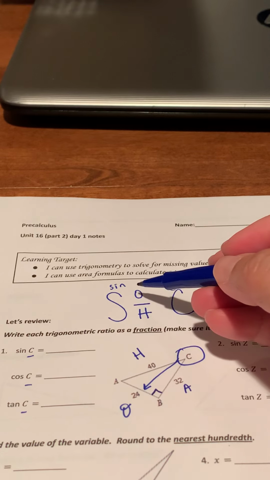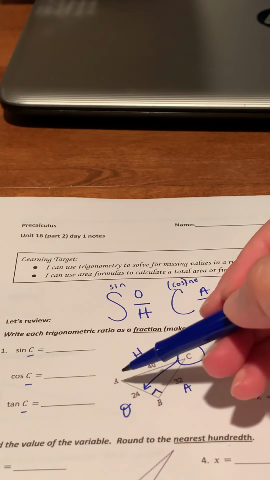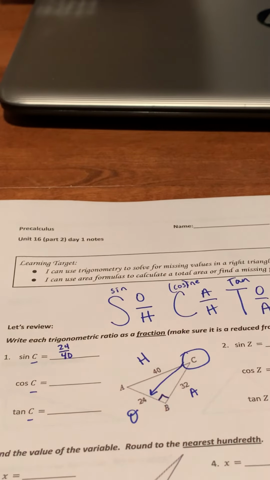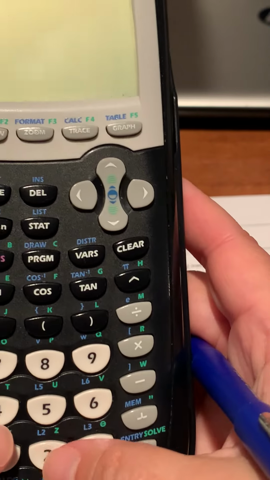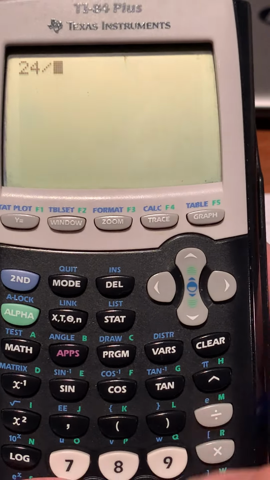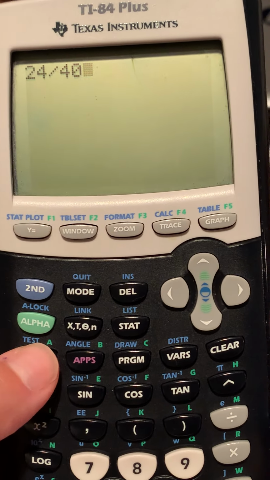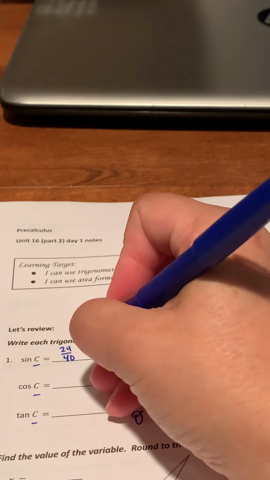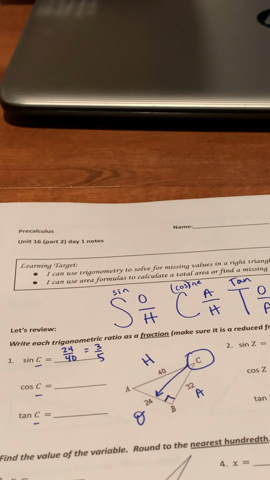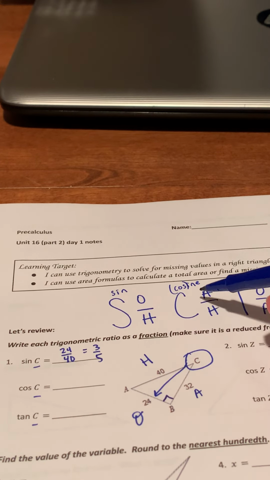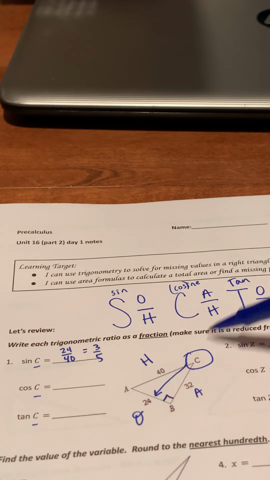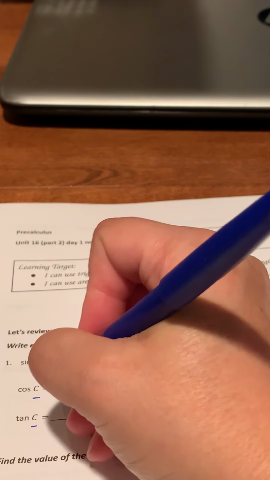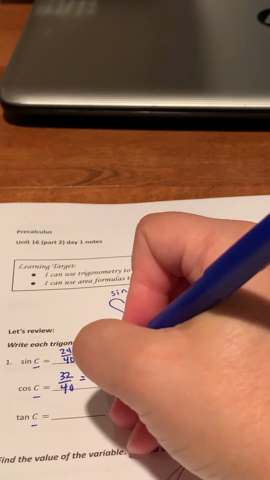So for sine, if we're setting up the ratios, I have the opposite over hypotenuse. I find those two numbers, 24 and 40. Reduced fraction: if you're good at reducing, that's fine, or 24 divided by 40, hit math, enter once, enter a second time. So 3/5. Cosine is the adjacent versus the hypotenuse. So put them in this order every time. So 32 over 40 and reduce. This reduces to 4/5.